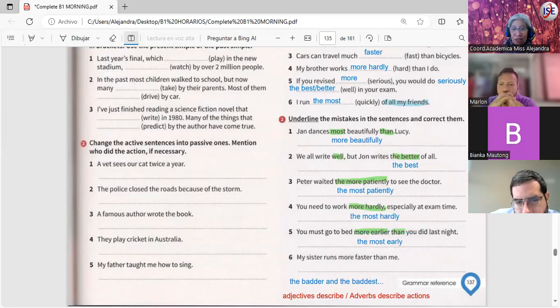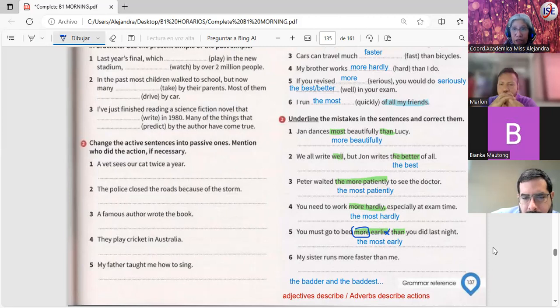The most earlier. Why? Notice: you must go to bed earlier. So I cannot say "more earlier than," but "much earlier than."